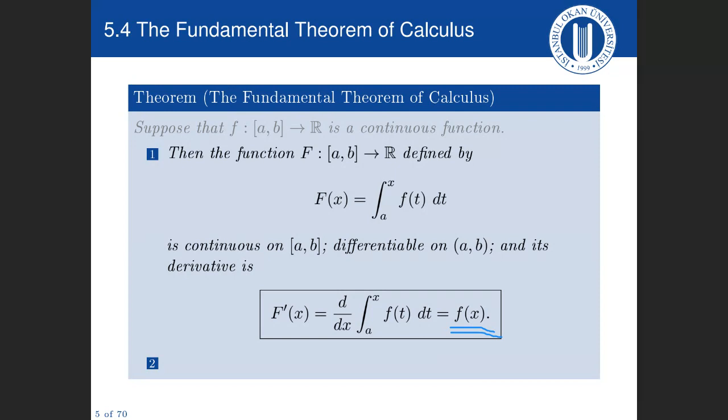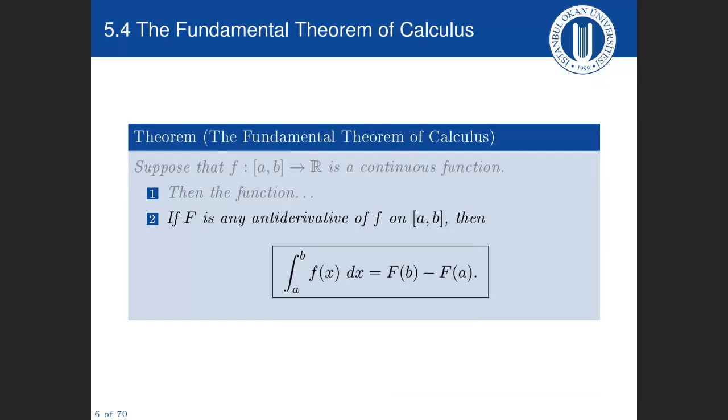In other words, if we differentiate an integral where x is the upper limit of integration, then all we do is we get the integrand. And then part 2 of this important theorem says if capital F is any antiderivative of f, then the definite integral from a to b of f of x is capital F of b minus capital F of a. First, I'm going to talk about part 1, and then I'm going to talk about part 2 of the theorem.